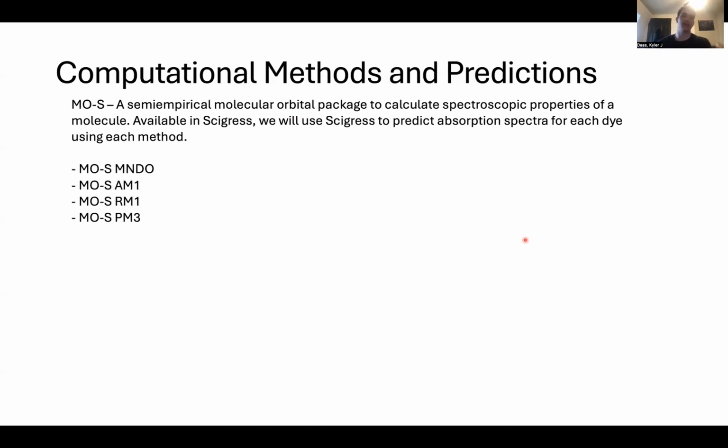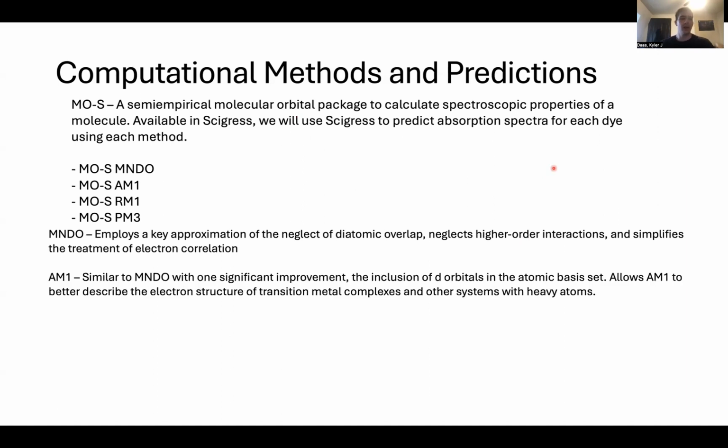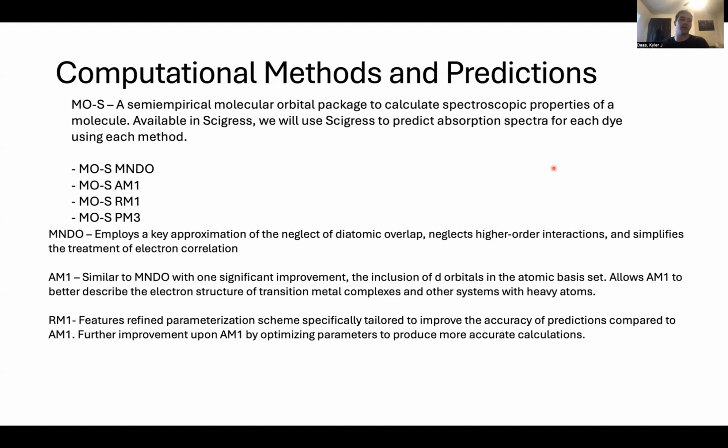So here are the methods: MNDO, AM1, RM1, and PM3. I'm just going to quickly go over these. MNDO employs a key approximation of neglect of diatomic overlap. It neglects higher order interactions and simplifies the treatment of electron correlation. AM1 is an improvement upon this by the inclusion of d orbitals in the atomic basis set. RM1 is an improvement upon AM1, as it just has specific parameters that are made to improve the accuracy of predictions compared to AM1.